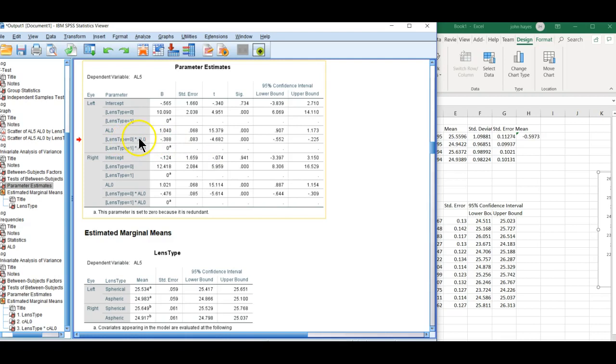and so if you have lens type 0, then you subtract 0.388 when you are computing the lens type 0. So you take this 5.675, you add 10, and you subtract 0.38 times what the baseline axial length is. So it's a regression equation, and it gets complicated when you have the interaction term. But you have to do it when you don't meet that assumption.